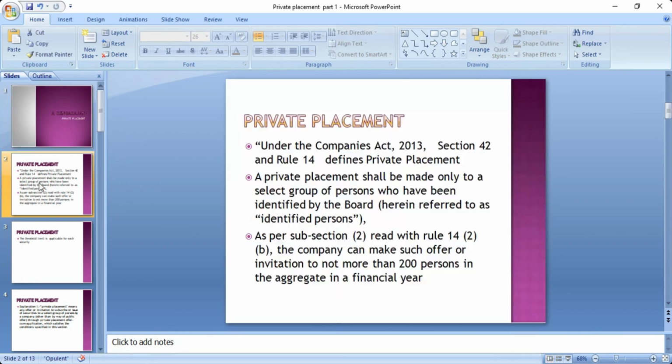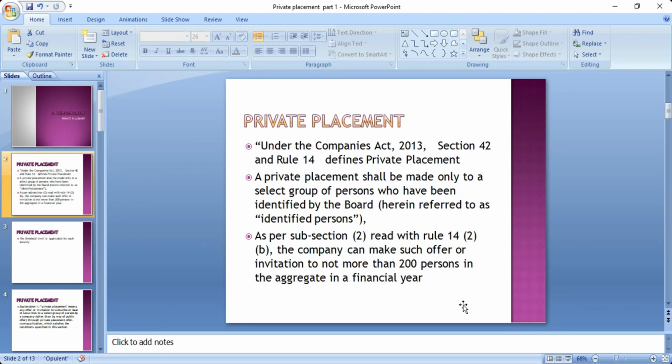Today we talk about private placements. Private placement is defined under the Companies Act 2013, Section 42 and Rule 14 of the rules. What is a private placement? A private placement shall be made only to a select group of persons who have been identified by the board. It's nothing but those who are willing to subscribe to the shares of the company in the private placement.